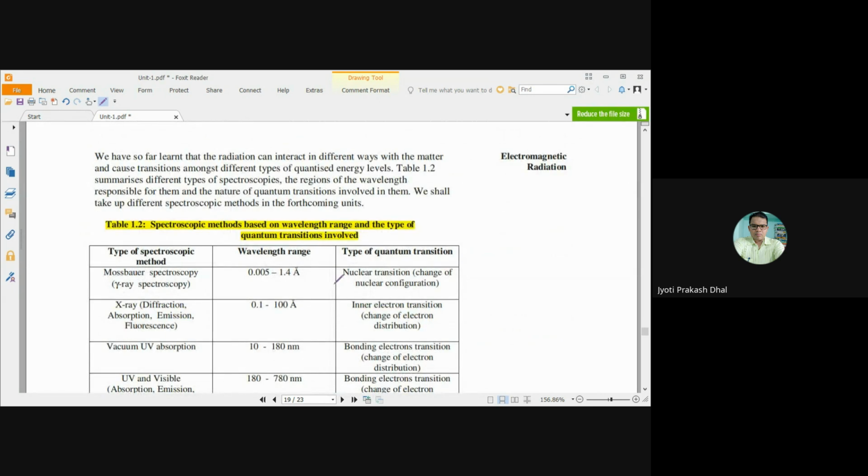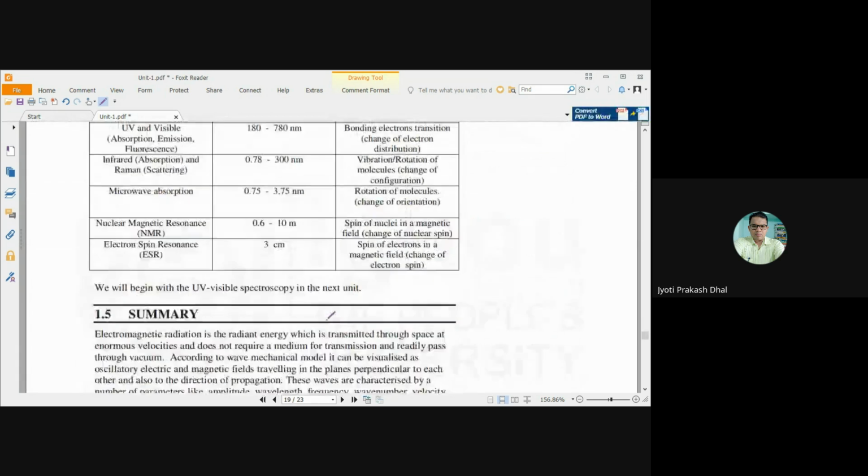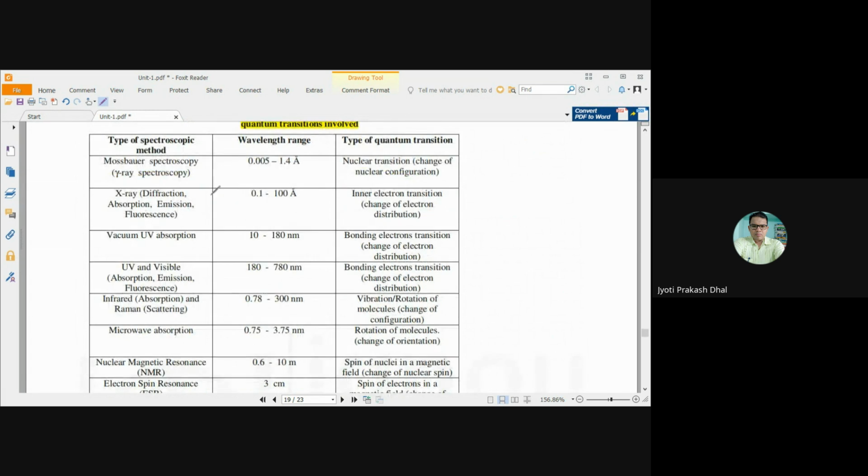So if the scattered radiation has a different frequency than that of the incident radiation, that is called Raman scattering, and if the scattered radiation has the same frequency as that of the incident radiation, that is called Rayleigh scattering. So this is another type of spectroscopic technique. So these are the spectroscopic methods classified by wavelength range and the type of quantum transition involved.